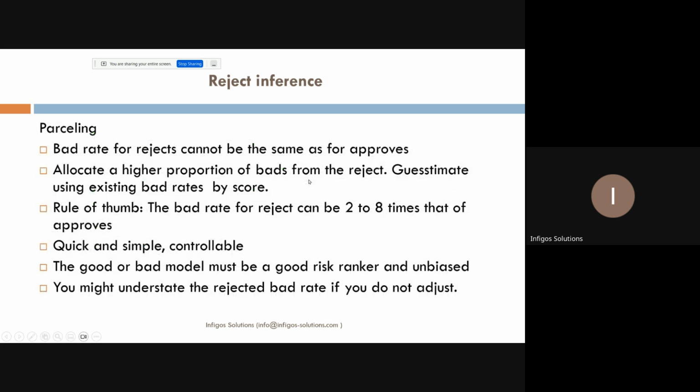So let me go back to parceling. The bad rate for the rejects cannot be the same as for the approved. So you will allocate a higher number of bad from the rejects. And its number can be between 2 to 8 times. We have taken 3. Very simple and very controllable. You assume that rejects are riskier than approved.